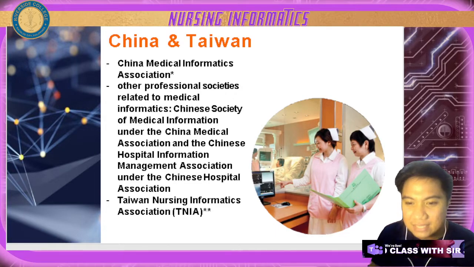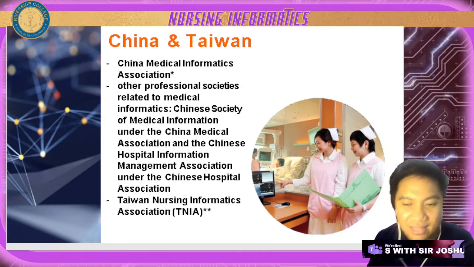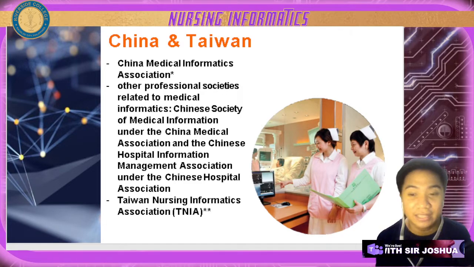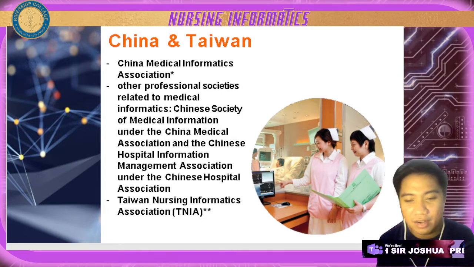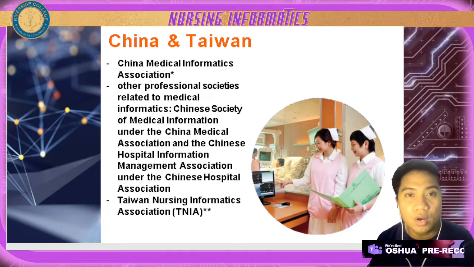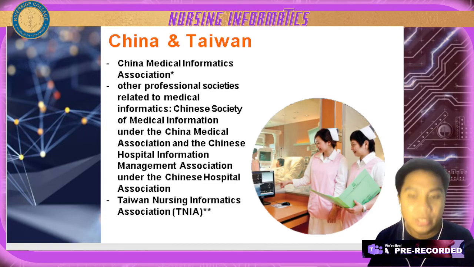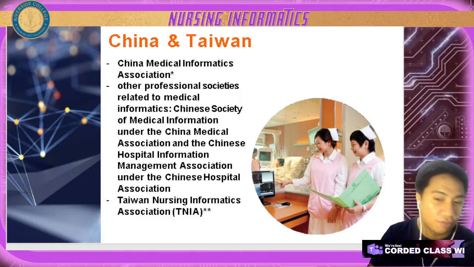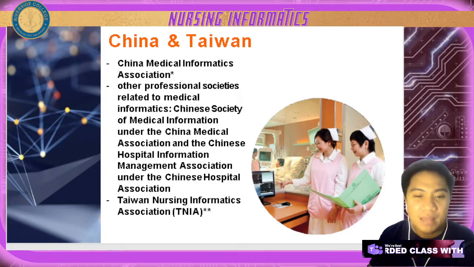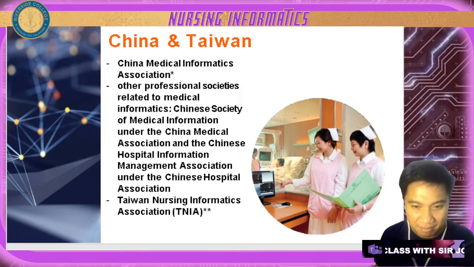And sa Taiwan naman, class, they have the so-called Taiwan Nursing Informatics Association or TNIA. Again, TNIA. So your TNIA or the Nursing Informatics in Taiwan was first used in 1990, wherein the focus was more on the hospital information system that provides nursing data such as your nursing personnel information, your care plan, and your scheduling. Kaya as early as in the 90s sa Taiwan may database na sila for nursing personnel, ang information kung sino ang mga nurses or mga doctors, may mga care plans, and we have your scheduling of staff.